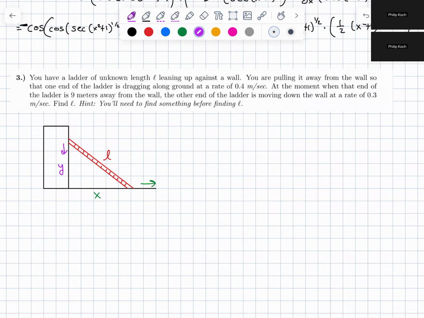So what do we know? What do we want? We know dx/dt is going to be 0.4 meters per second. We know dy/dt is negative 0.3 meters per second when the ladder is 9 meters away. So what we want is L.